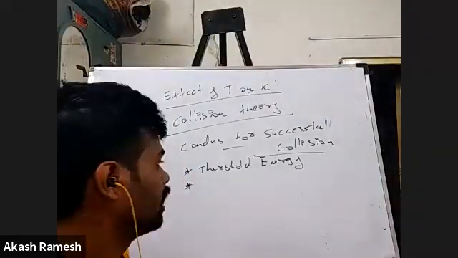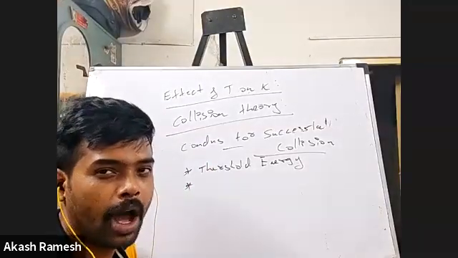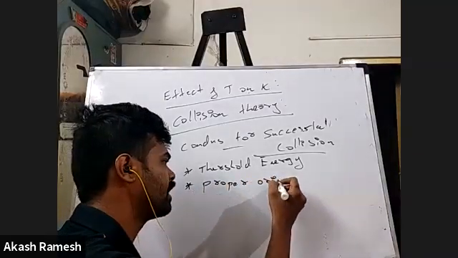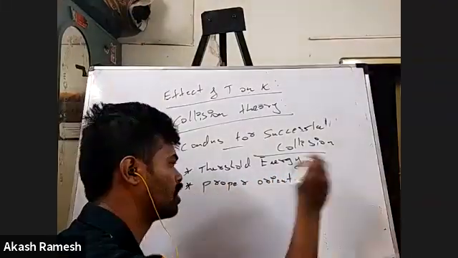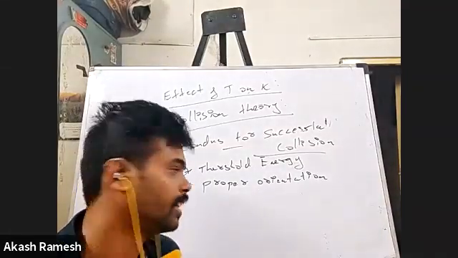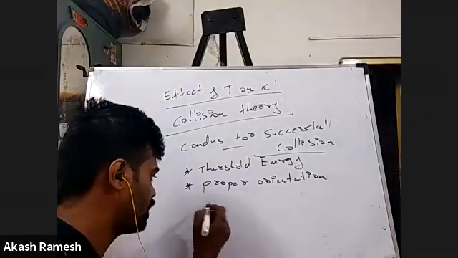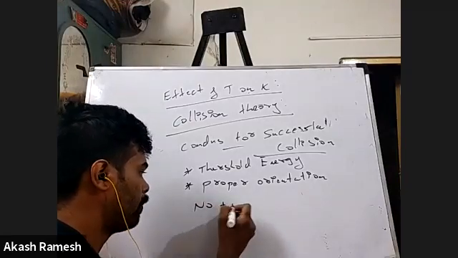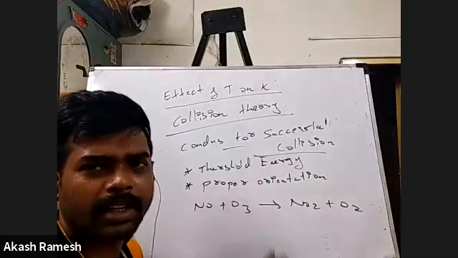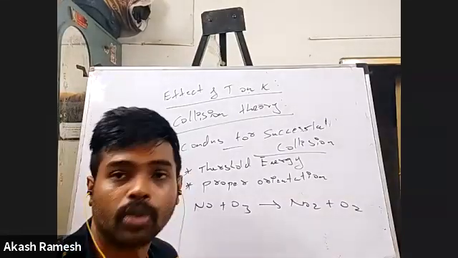Next, they should have proper orientation when they undergo collision. How do we understand this? Let me take an example. NO plus ozone molecule is going to form NO2 plus O2. This is the reaction: NO plus O3 gives NO2 plus O2.